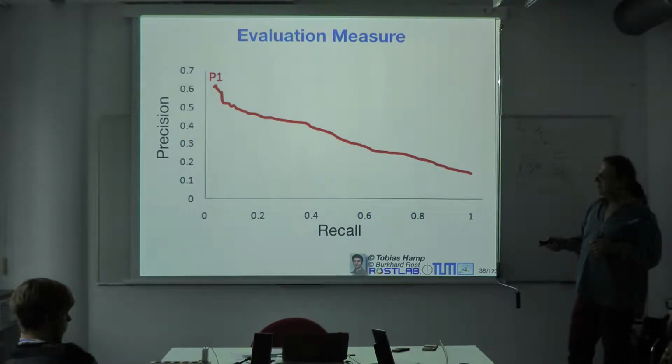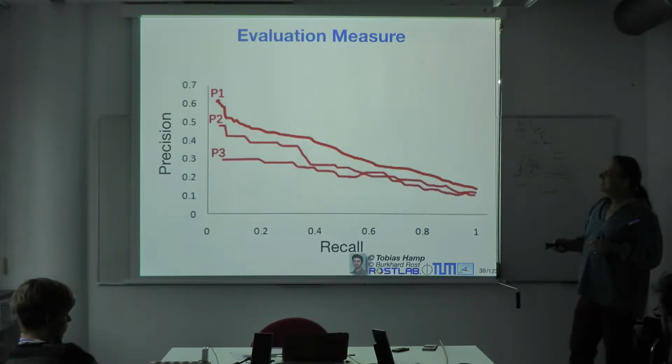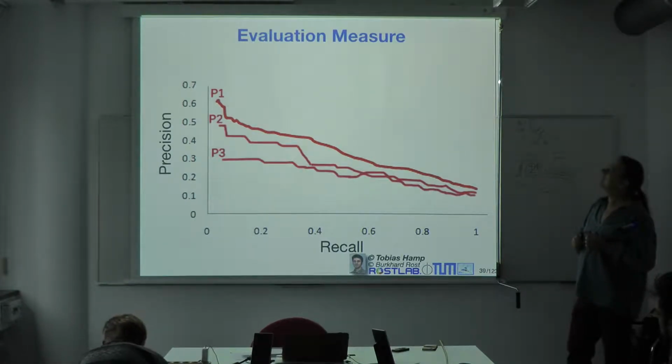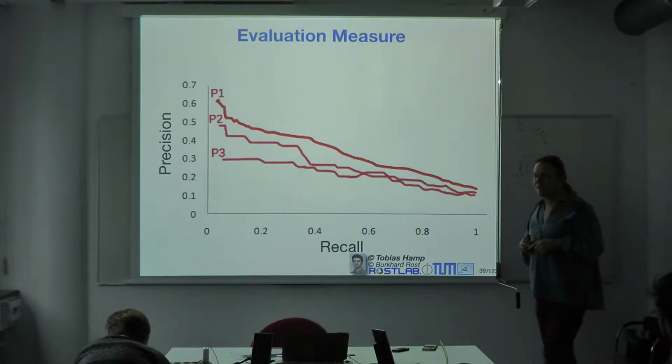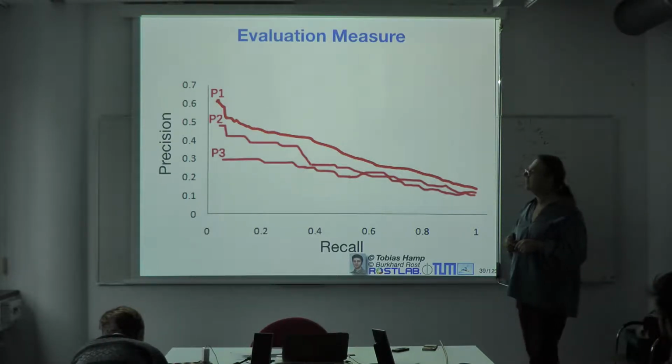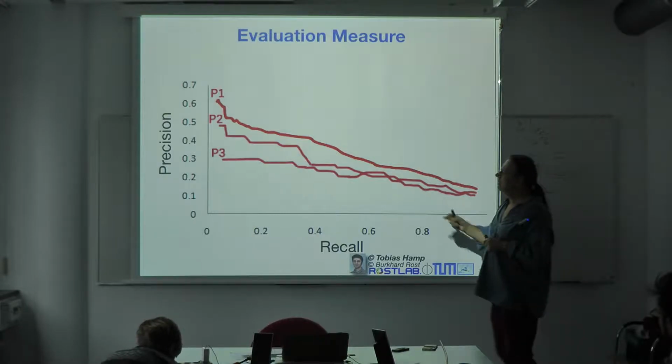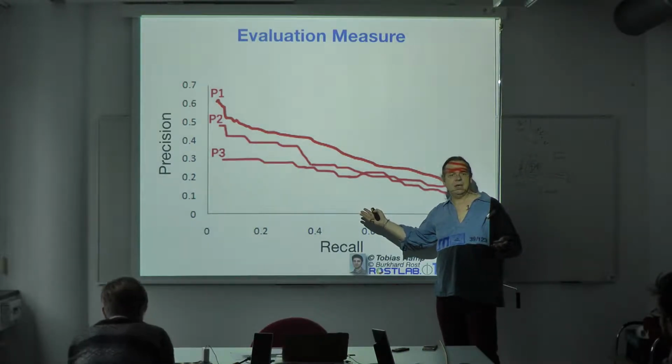Okay, now we look at 3 different outcomes, or 3 different methods, and we could have 3 different curves. Now one way of comparing them is by saying, well, we take the one with the highest area under the curve.